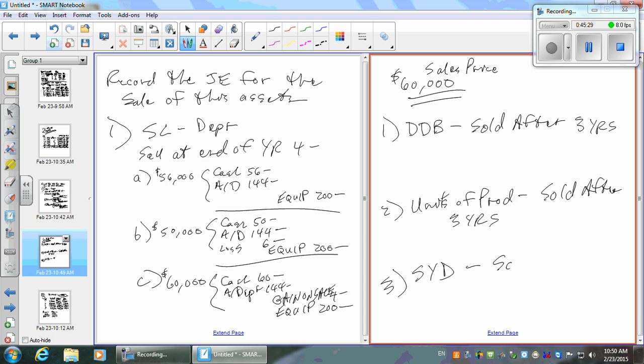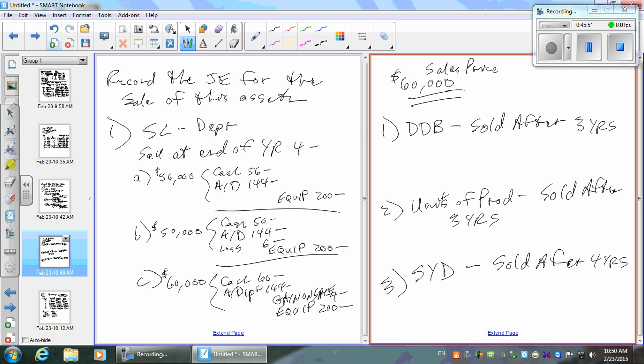And I sold after 4 years. Go for it. It's going to look just like the same journal entry. Debit cash, right? Credit equipment, debit accumulated depreciation, and then you get your gain or loss. But the book values are all different, aren't they? So we're going to have different gains and losses.